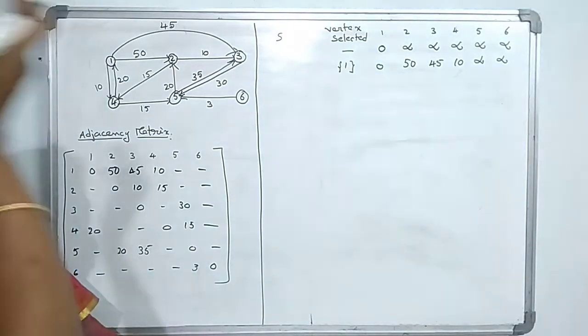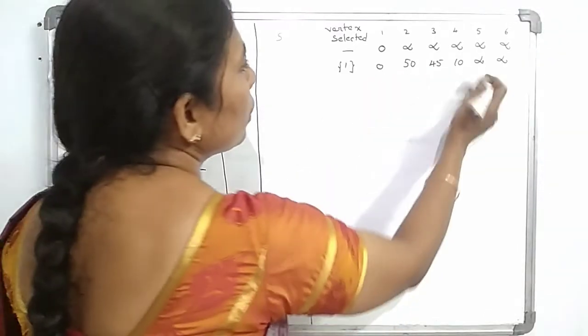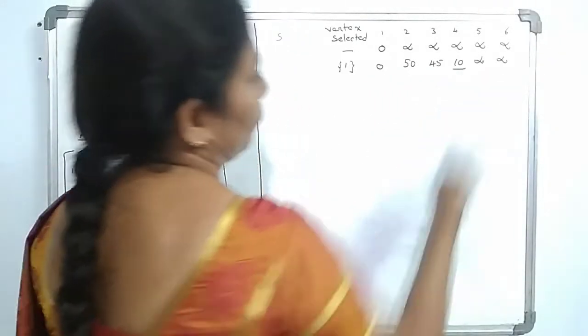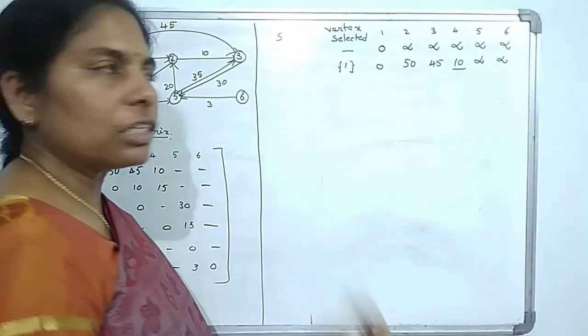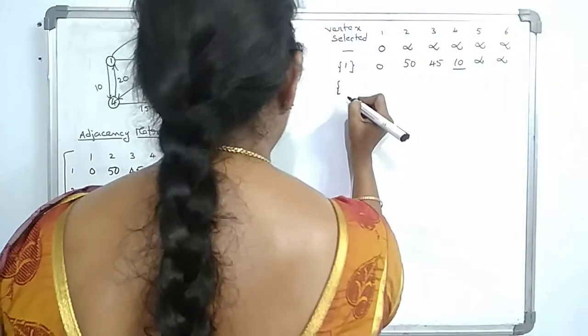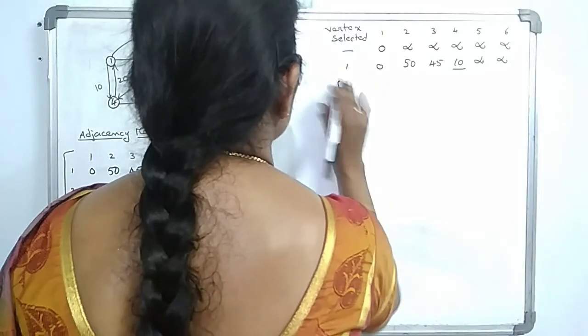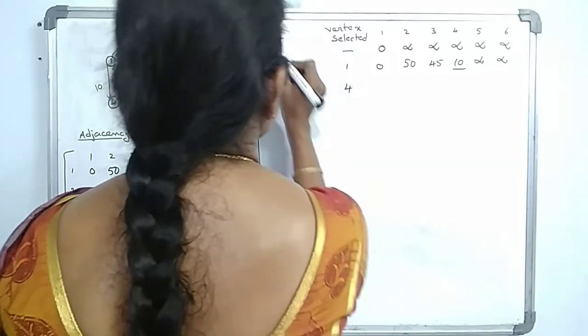After that, next we choose the minimum cost. Within that, the minimum cost is 10. So now we choose the next edge, 10. The next selected edge is 4. The selected edge is 4.